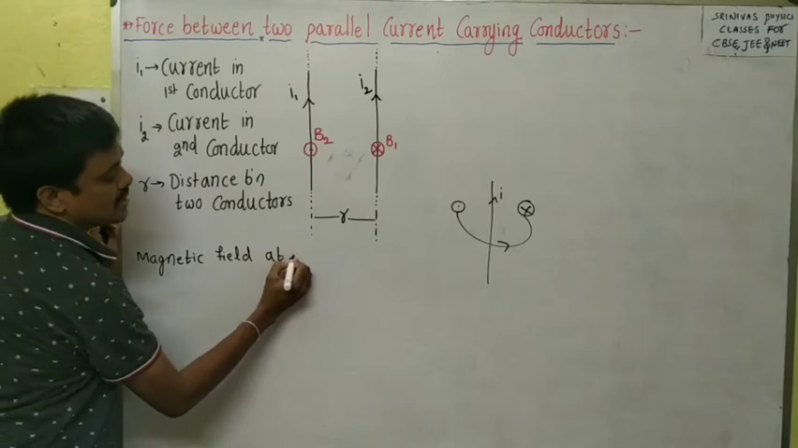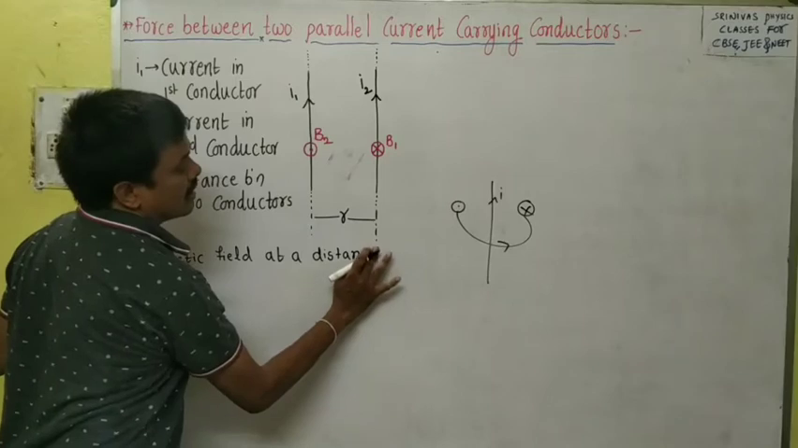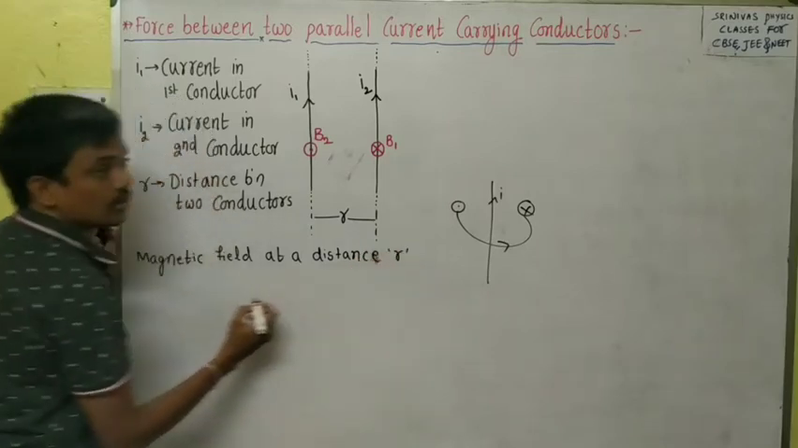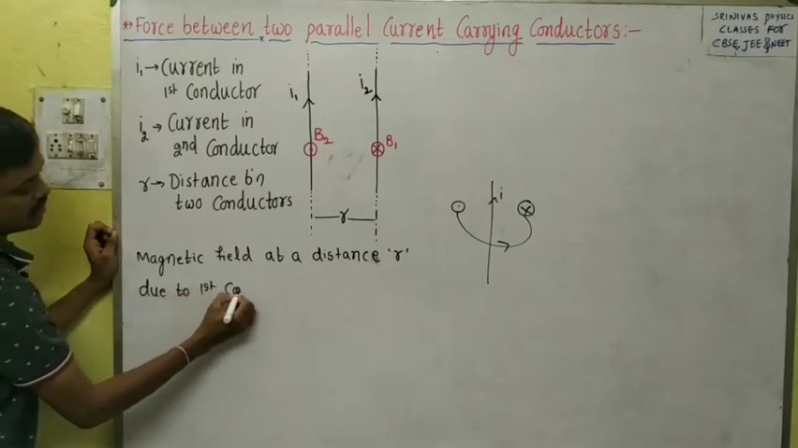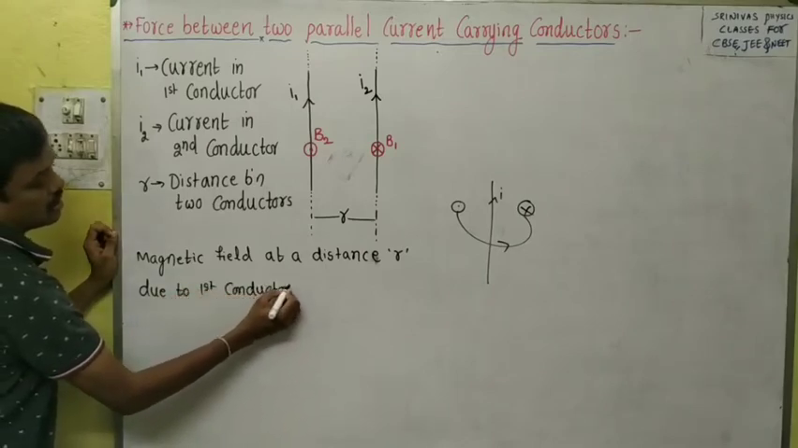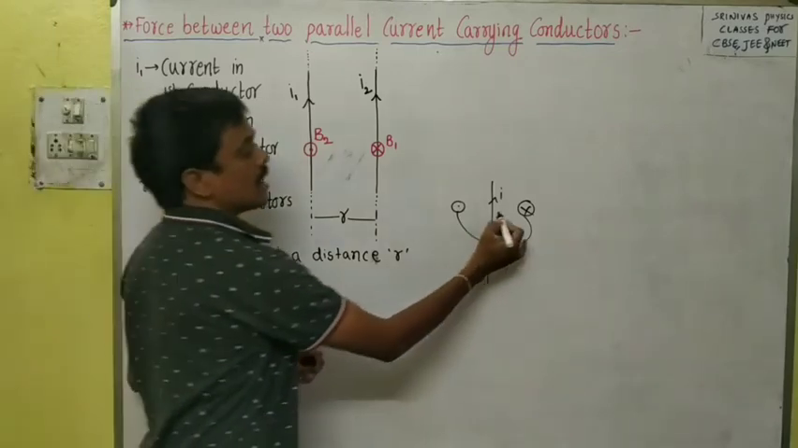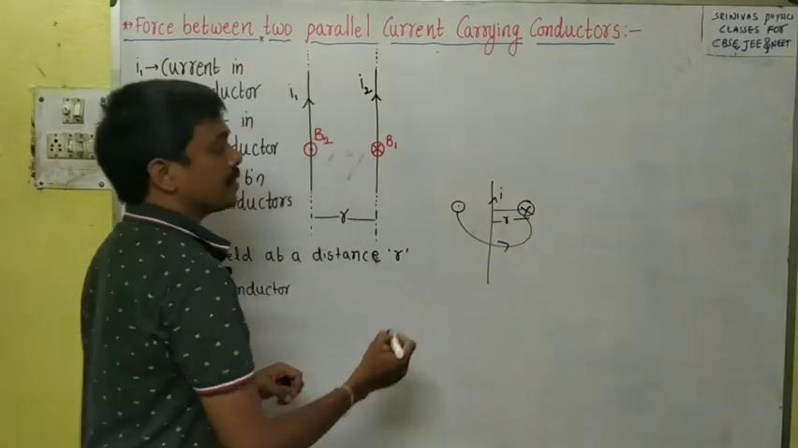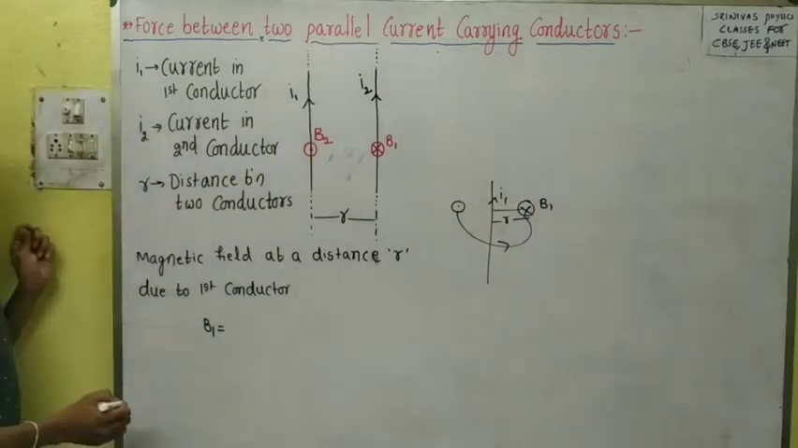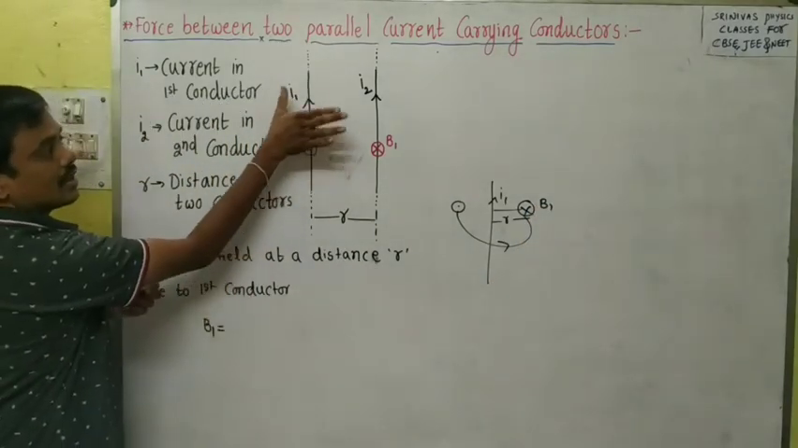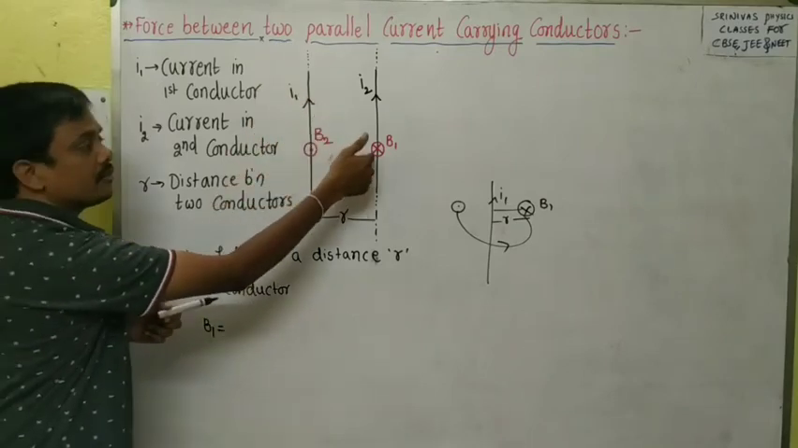Magnetic field at a distance r due to the first conductor, that is B1. What is the formula for B1? At a distance r I want to find out the magnetic field. This is the I1 current carrying conductor. This right side field is inward. Like this, the thumb shows the direction of the current, the curved fingers are entering this side, then the field is inward.